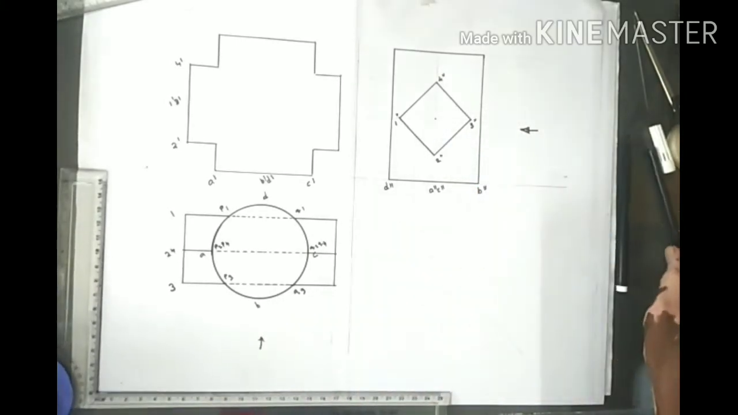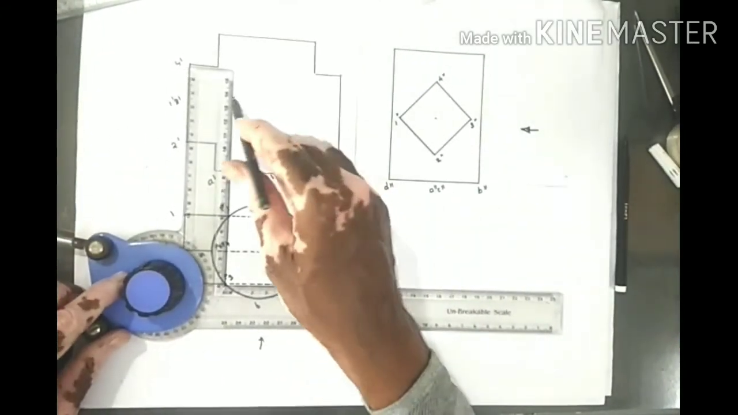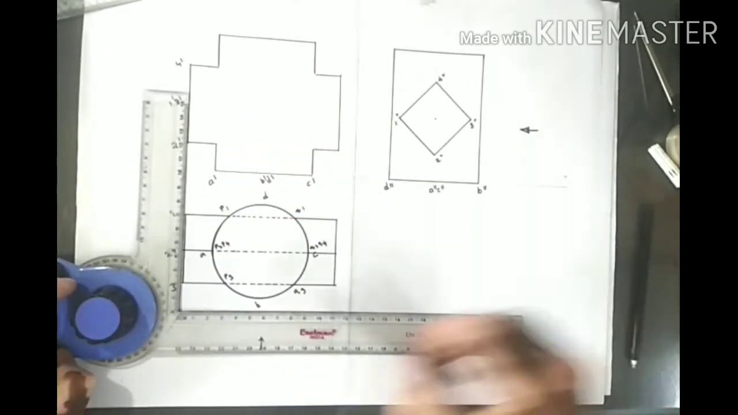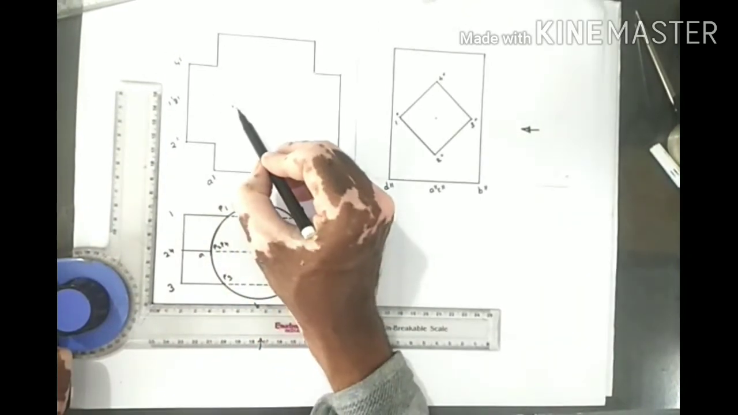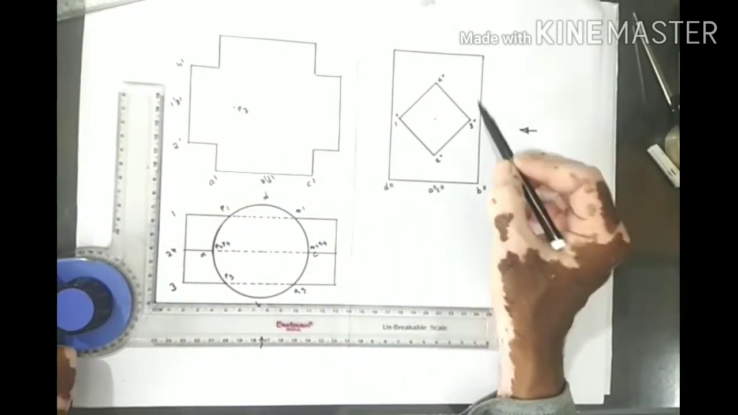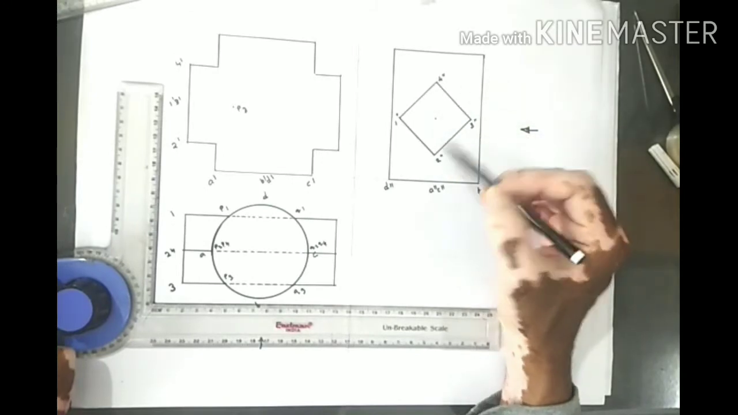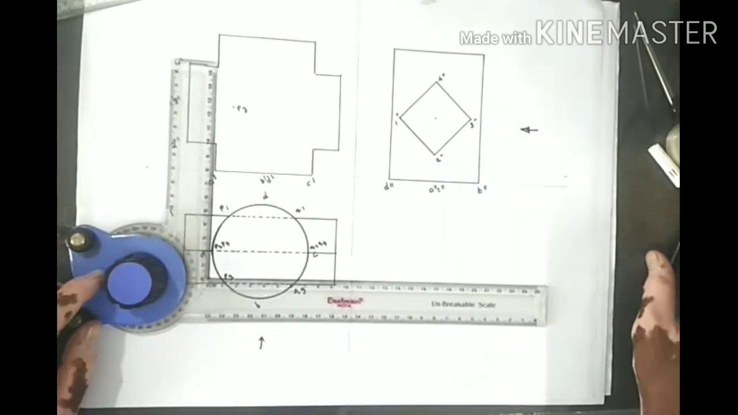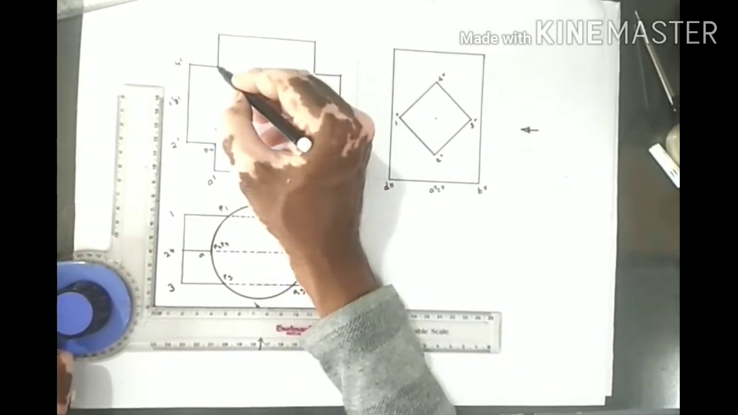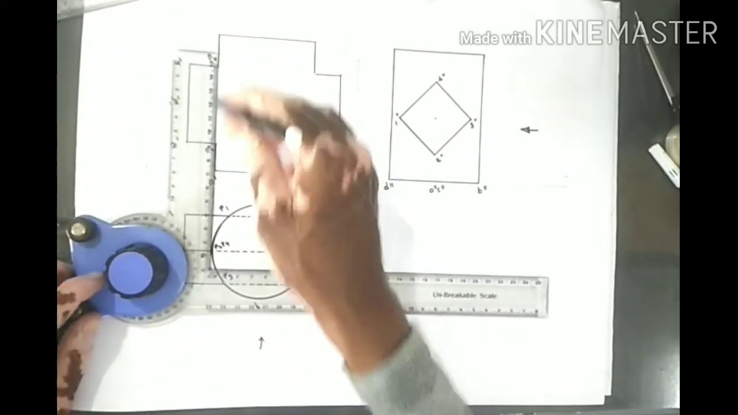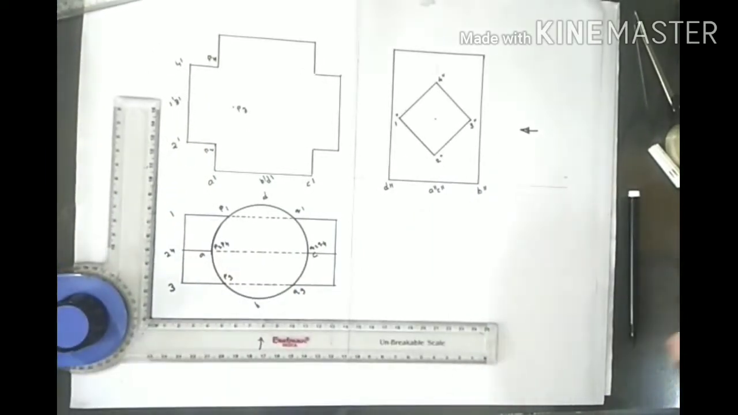So P3. So project this P3. P3 is intersecting to longer edge 3. So this P3. P3 will join to P4. P3 will join to P2. So project this P2 and this P4. Now here there is a problem.